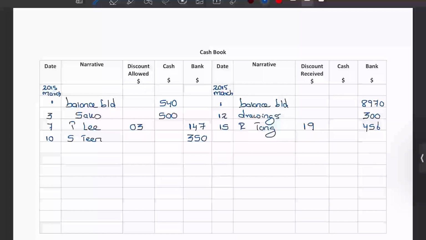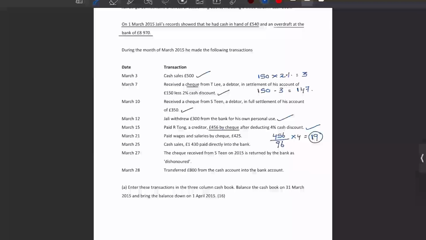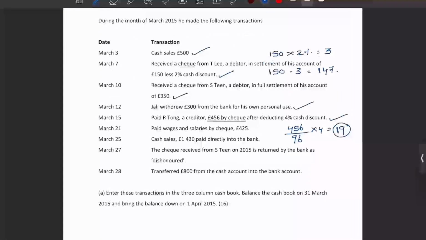Okay, right. Now I move to the next one. So remember, there are two ways of calculating the discount. Next one is easy. Paid wages by check 425. What will happen to money in the bank? Reduce. If money in the bank is going to reduce, on which side should I enter? Credit side.